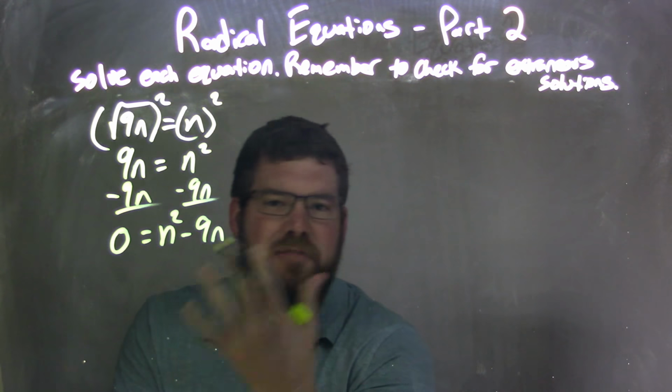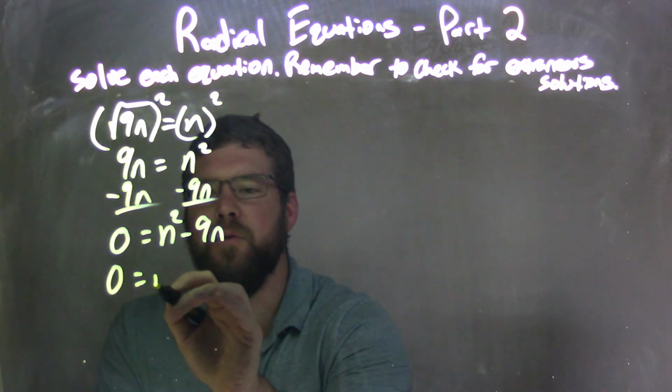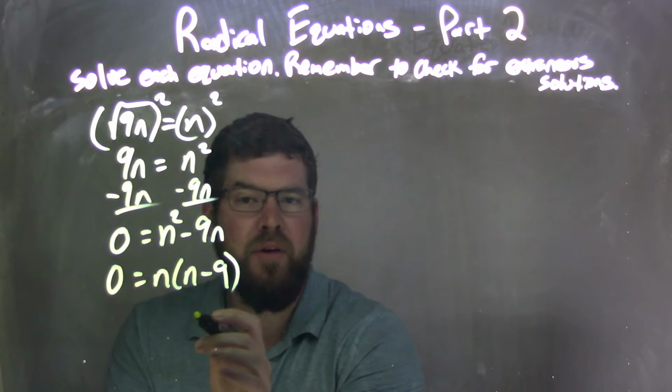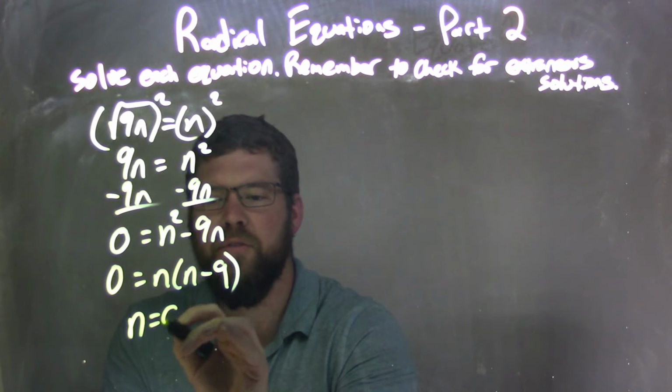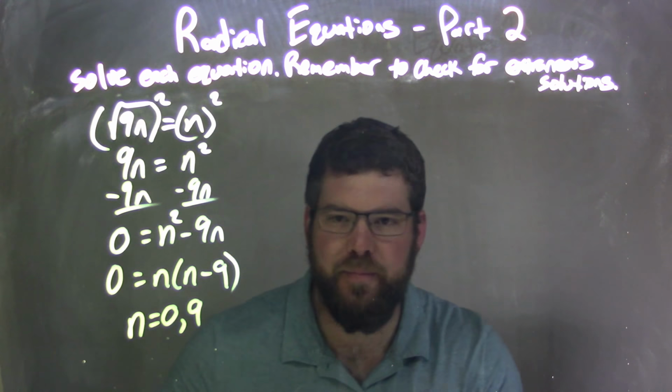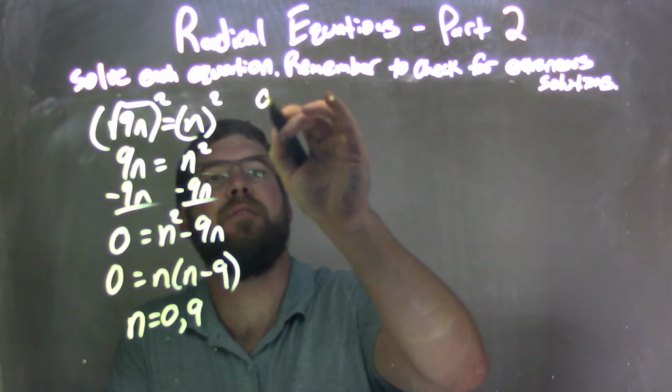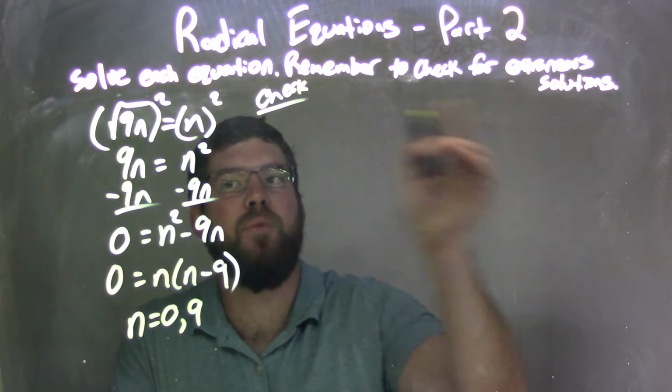Now I need to factor that. Just pull out an n here. So 0 equals n times n minus 9. Set both parts equal to 0, and we're left with n equals 0 and a positive 9. Okay? So those are my two solutions, but I have to check for extraneous ones.